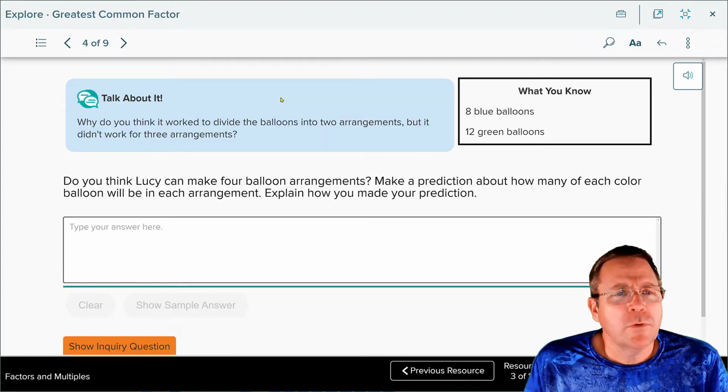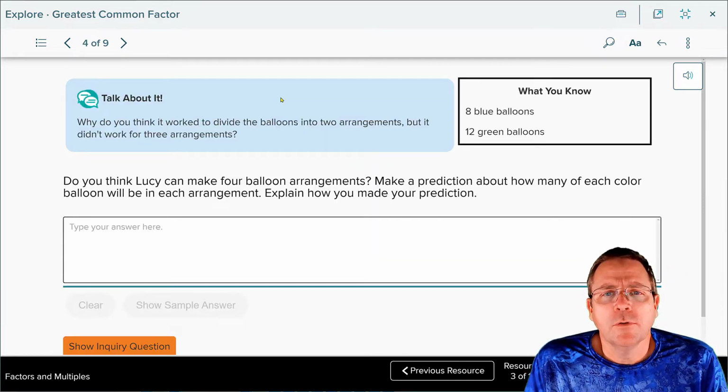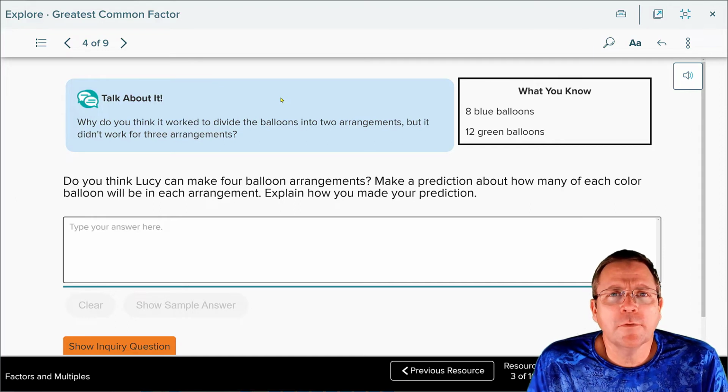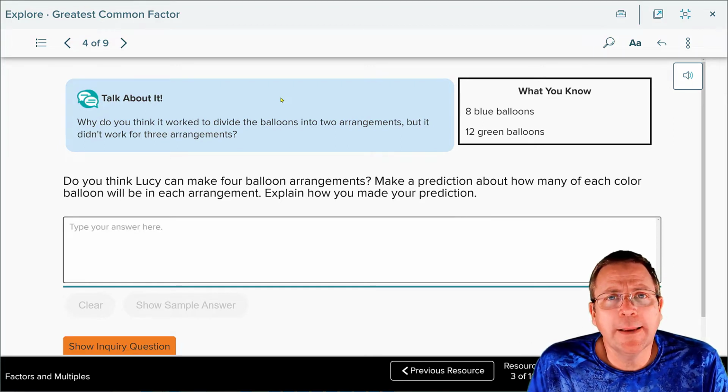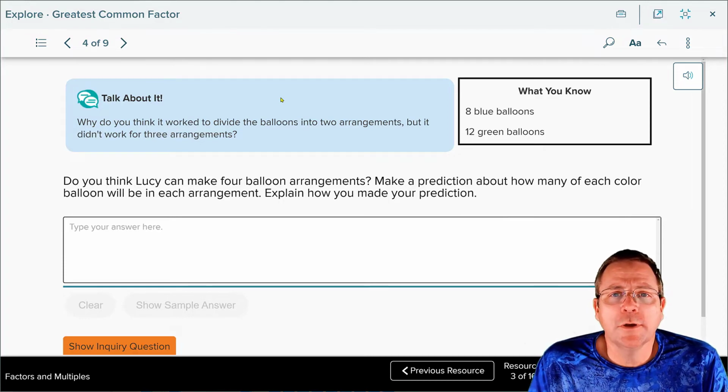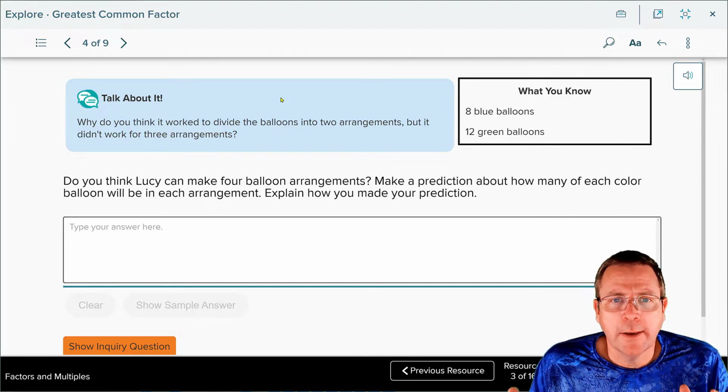So why do you think you were able to divide the balloons into the 2 arrangements, but it didn't work to divide them into 3 arrangements? The answer comes down to this little thing called common factors. You were able to get greatest common factors of 4 balloons for the blue and 6 balloons for the green when you were dealing with 2 tables. But when you moved up to the 3 tables, you couldn't get a common factor for the blues for all 3 tables. There was no way you could divide 8 balloons and have them fit 3 tables without popping a balloon.